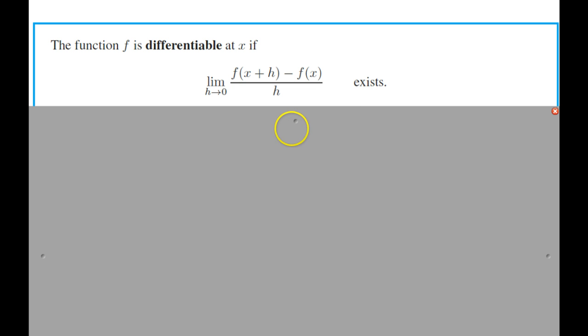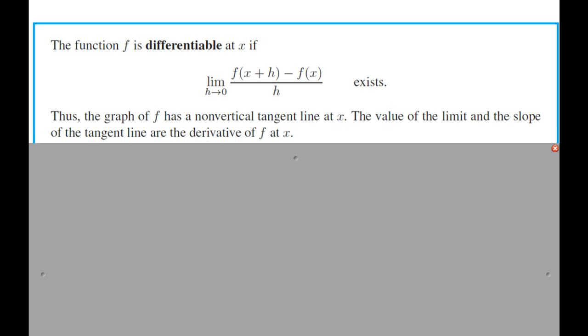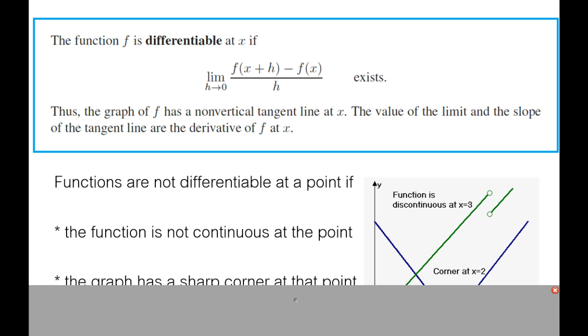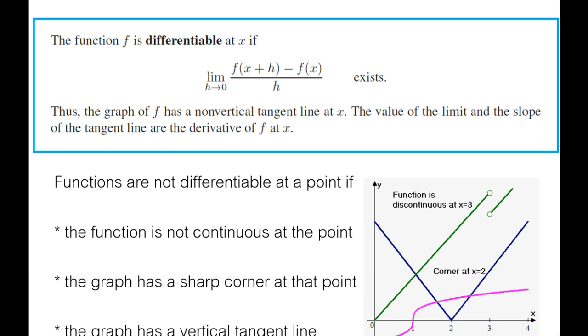But if the limit does exist, then we say that the graph of f has a non-vertical tangent line at x, which means that the value of the limit would be the slope of the tangent line, and that would be the derivative of f at x. But let's take a look at a situation where the derivative does not exist. And there's actually three types of situations where the derivative does not exist, and that's because the limit would not exist of this difference quotient. So let's take a look. Functions are not differentiable at a point if one of these three situations occur.